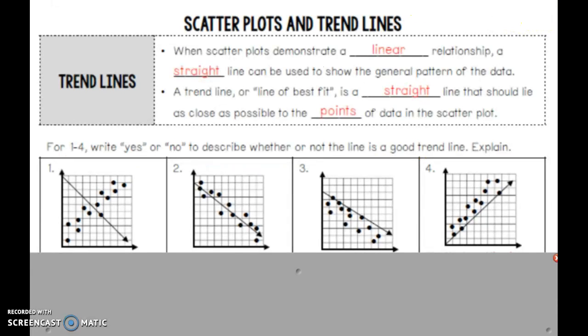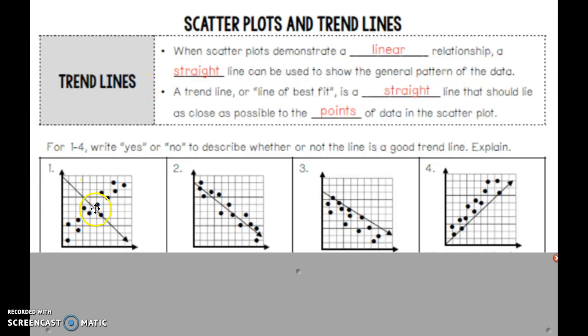Okay, so your note sheet for today, you've got some vocabulary to fill in. When scatter plots demonstrate a linear relationship, a straight line can be used to show the general pattern of the data. This line is called a trend line or a line of best fit. It's a straight line that should lie as close as possible to the points of the data in the scatter plot. So a trend line is going to follow the trend or the pattern of the data that you see.